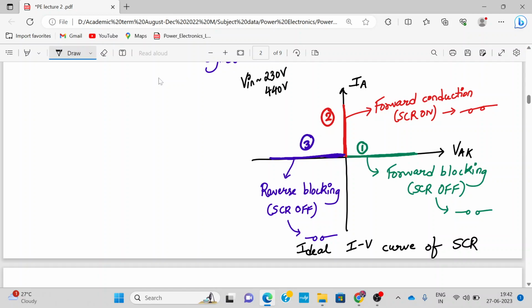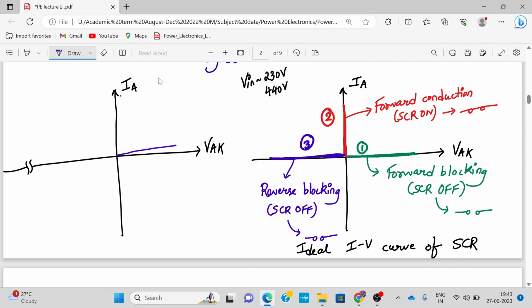All right. Now let me give you a glimpse of a real IV characteristics of SCR, and let's see how closely it resembles the ideal IV characteristics. So this is my, let's say, IA. Current is always on the y-axis and voltage is on the x-axis. And let me draw the IV characteristics over here. So in case of SCR, the IV characteristics look something like this. This is my region number one. This is my region number two. It's slightly bent. Let me draw it. Yeah. And this is my region number three.